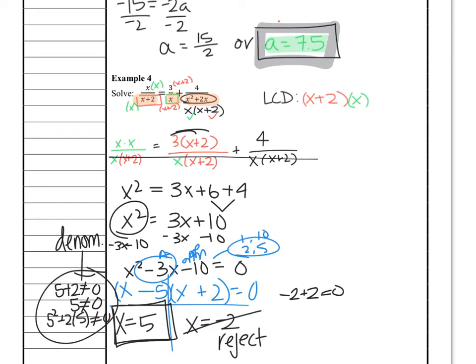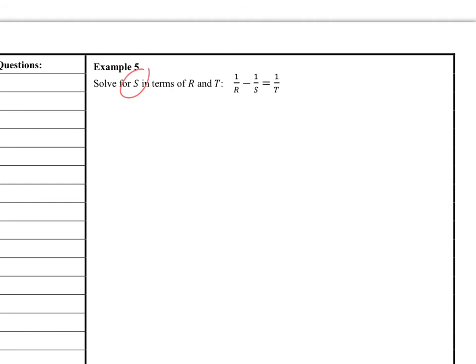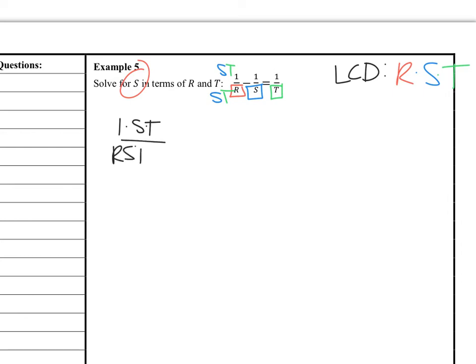All right, flip it over. We have one more question. So on this last page, it says solve for s in terms of r and t. So none of these denominators are exactly the same. So when I start my LCD, we definitely need to have an r. We also need to have an s, and we need to have a t. So then when I start multiplying, I recognize that this first fraction with 1 over r needs to be multiplied by s on the top and bottom, as well as by t on the top and bottom. So now it's 1 times s times t over rst.